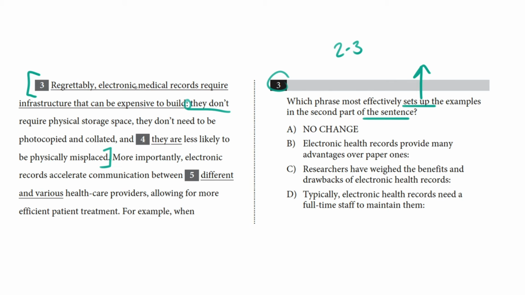This says, regrettably, electronic medical records require infrastructure that can be expensive to build. This is a negative expression. We've got regrettably here. They don't require physical storage space. They don't need to be photocopied and collated, and they are less likely to be physically misplaced. Now, all of these sound like positive attributes of digital medical records rather than negative attributes.